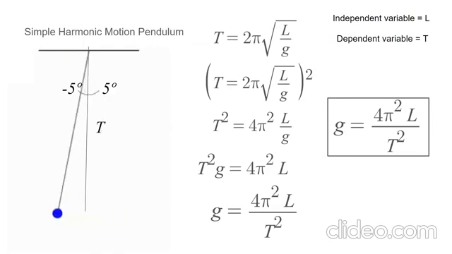The effect of air resistance is minimized by dropping the bob at an angle of 5 degrees, consistently from the equilibrium for all trials. An independent variable in this experiment is the length of the string attached to the bob. The dependent variable is period.